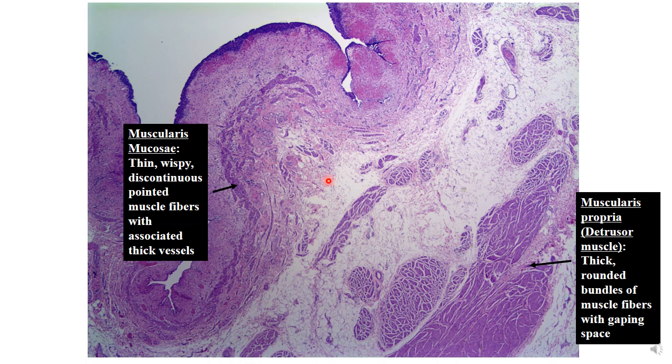Underneath lamina propria, you have muscularis propria layer, which is divided into inner and outer. Muscularis propria is also referred to as a detrusor muscle. They are characterized by thick rounded bundles of muscle fibers with gapping spaces in between. So distinction of this muscularis mucosae from propria is very critical from staging point of view, and I will try to talk more about that in next slide.